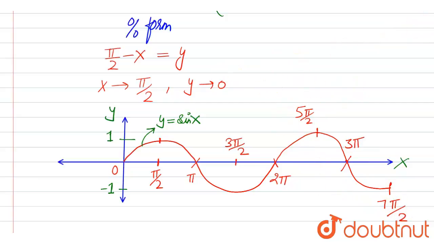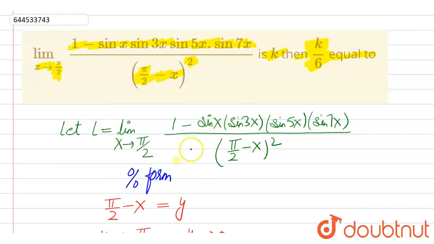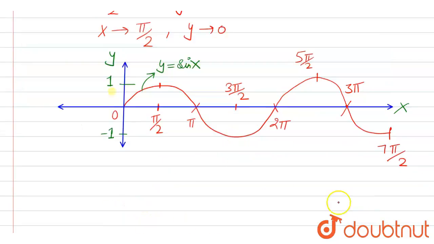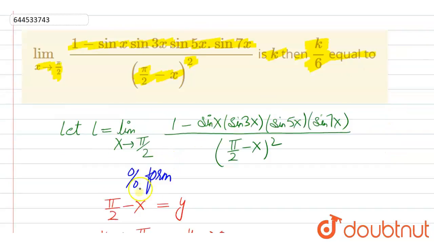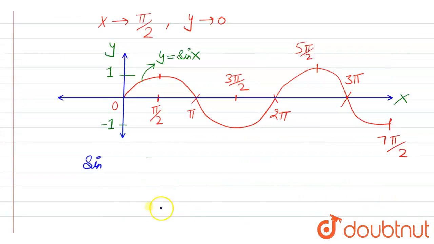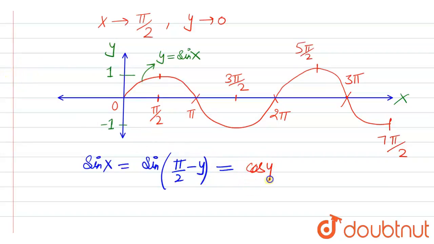Now when we replace x by pi by 2 minus y, here x is equal to pi by 2 minus y. So sin x would be equal to sine of pi by 2 minus y. Now sine of pi by 2 minus y would be positive cos, so this is cos of y.